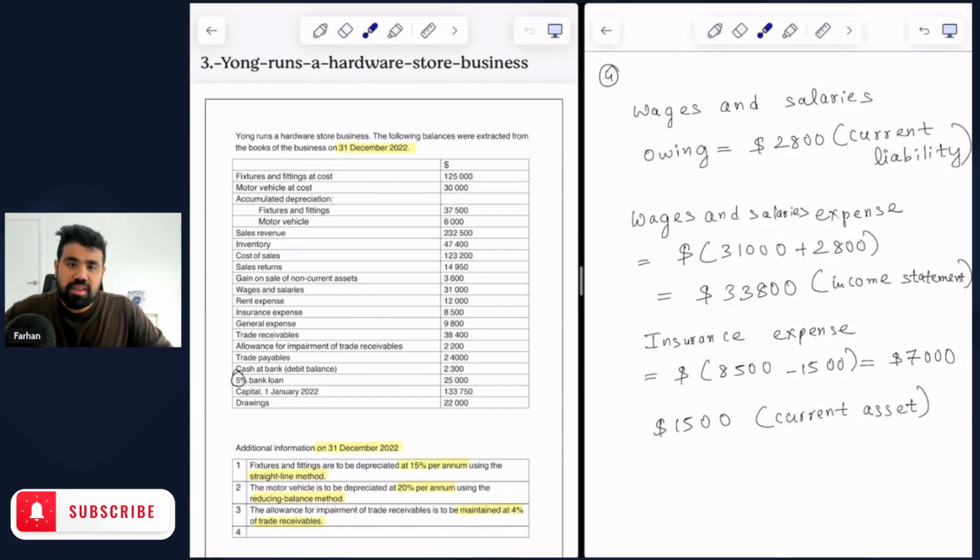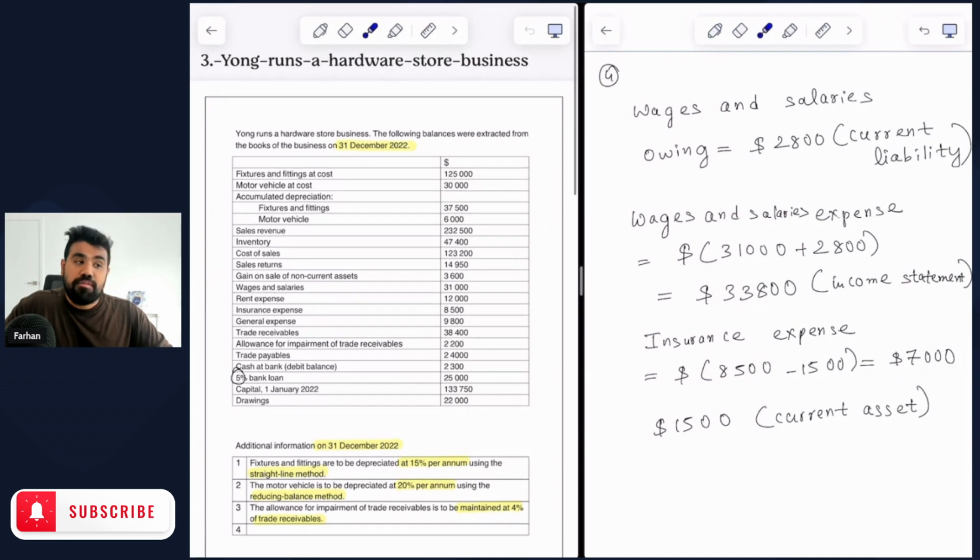So what's happening in this case? The prepaid insurance of $1,500 is paid in advance, but it hasn't been consumed or incurred in this current financial year ending 31 December 2022. And that is the reason we classified that portion of $1,500 as a current asset, and we only show $7,000 as an expense in the statement of financial performance. So let's move on to additional information number 5.